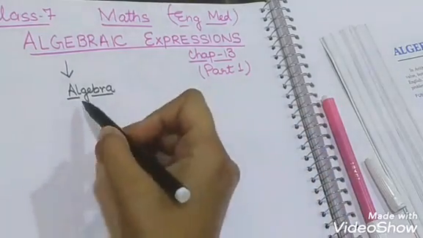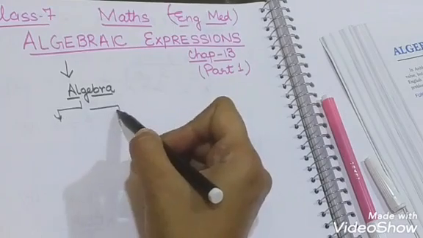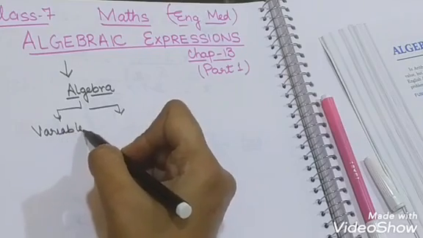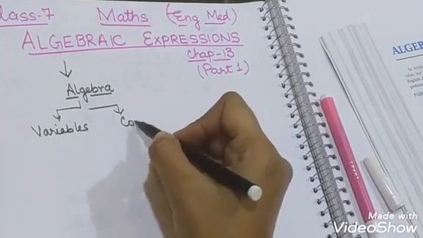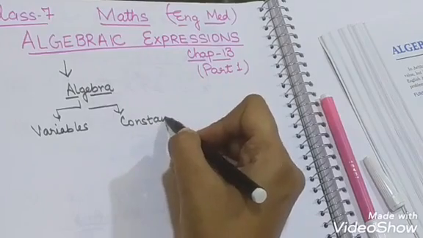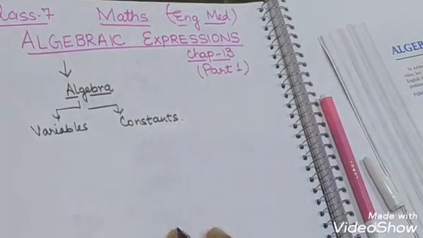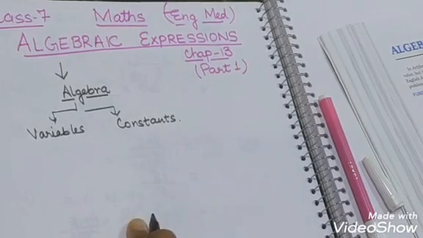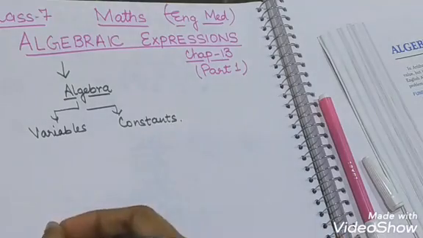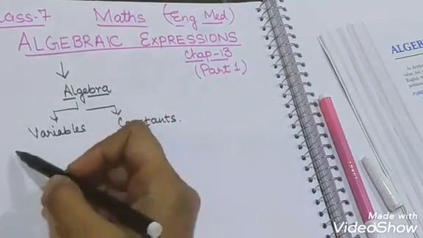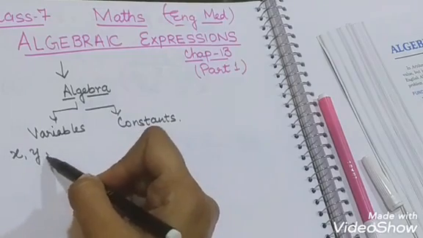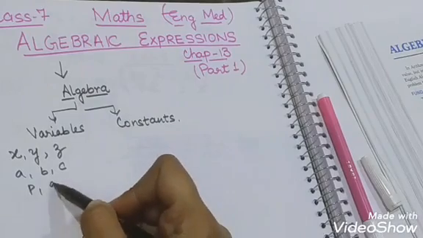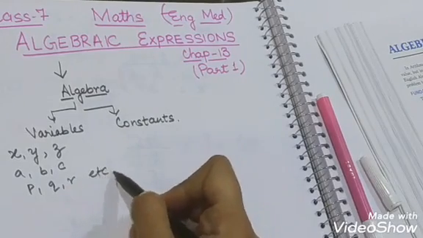So we have two terms. In algebra we have two types of terms. One is variables and another is constants. So what are variables? Variables are alphabets, symbols which take different values in different equations. For example, X, Y, Z, A, B, C, P, Q, R, etc.